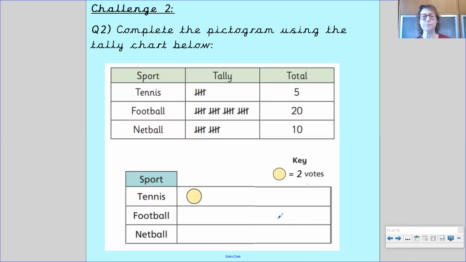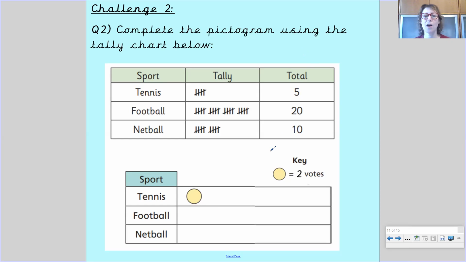Challenge 2. You have got a pictogram of sports. We've got tennis, football, netball. We've got tallies and we've got totals. So actually, if you've got the total, you can ignore the tally. And you have got to draw the pictogram, and 1 circle is 2 votes. Now I find it really hard to draw half circles, but just remember, if you do the football and the netball first, that's easier because you're just drawing whole circles. Both of those are even numbers. It's our odd number, our 5, that's going to be the problem.